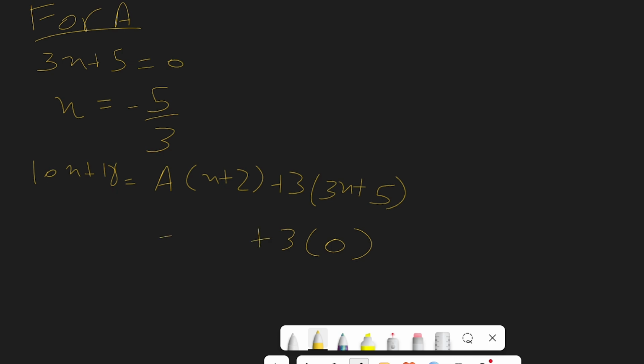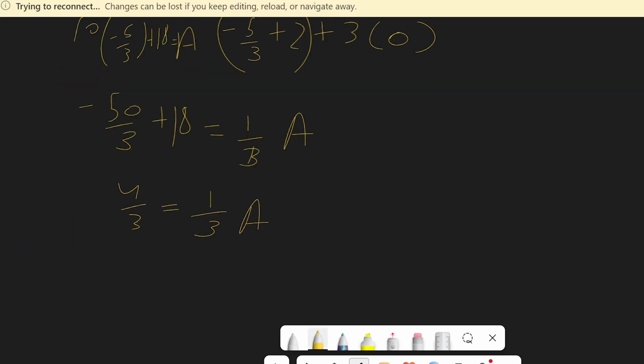Then over here we will have minus 5 over 3 plus 2 times a, and over here we also have 10 times minus 5 over 3 plus 18 is equal to this. If we divide 4 over 3 by 1 over 3, we get 4. So a would be equal to 4.